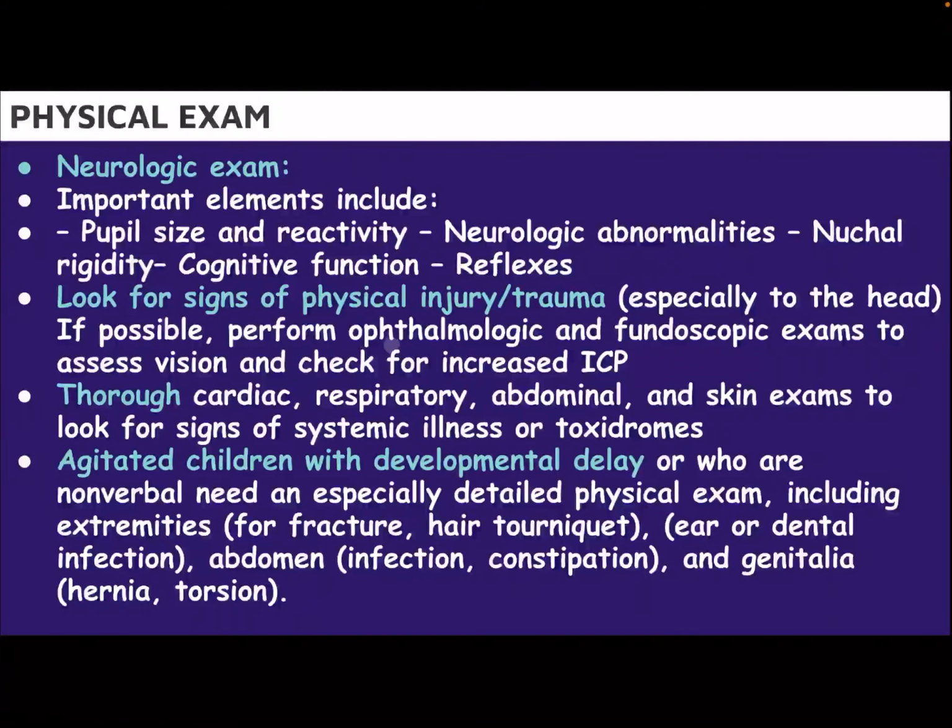If possible, perform ophthalmologic and fundoscopic exam to assess vision and check for increased intracranial pressure. Perform a thorough cardiac, respiratory, abdominal, and skin exam to look for signs of systemic illness or toxidrome. Agitated children with developmental delay or who are nonverbal need an especially detailed physical exam, including extremities for fracture, hernia, tourniquet, ear or dental infection, abdominal infection, constipation, and genitalia, hernia or torsion.